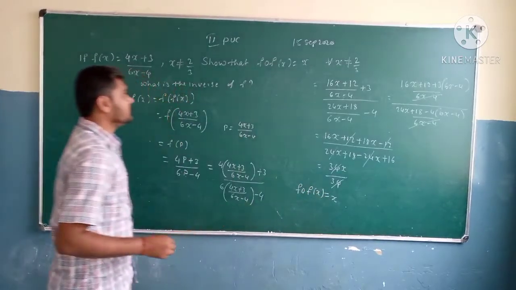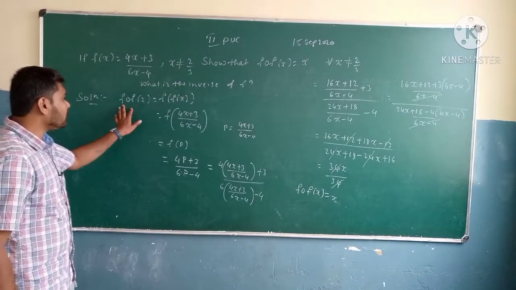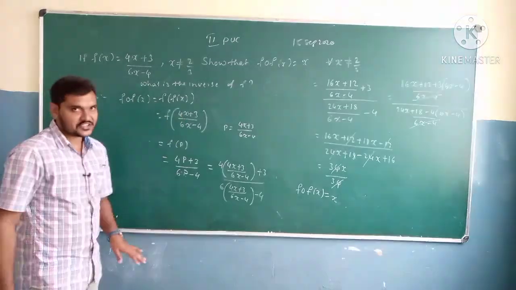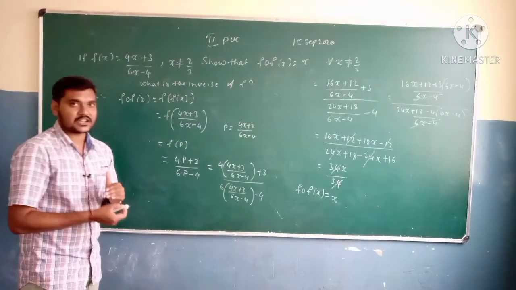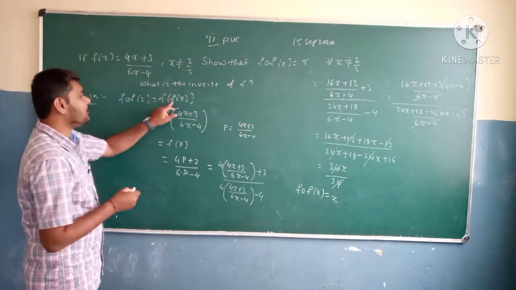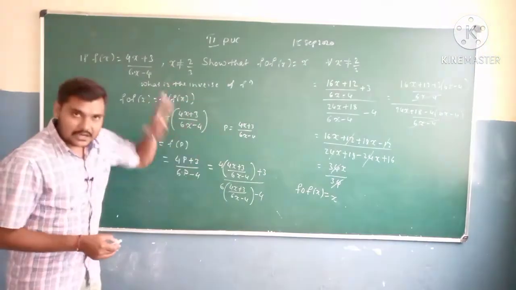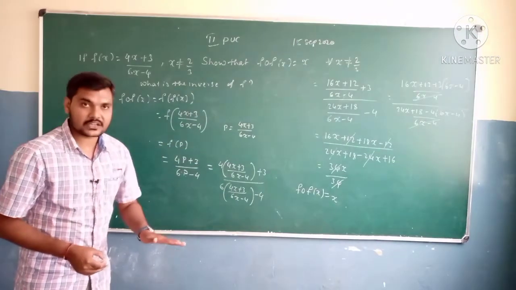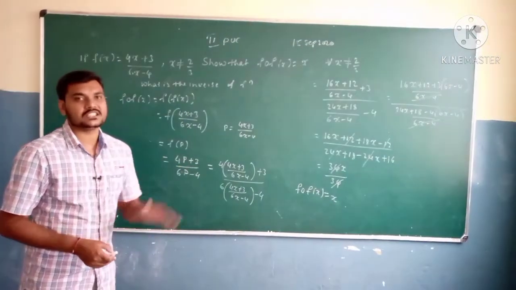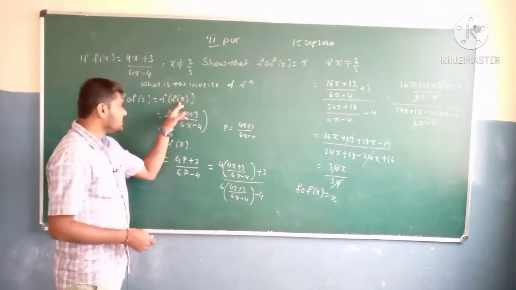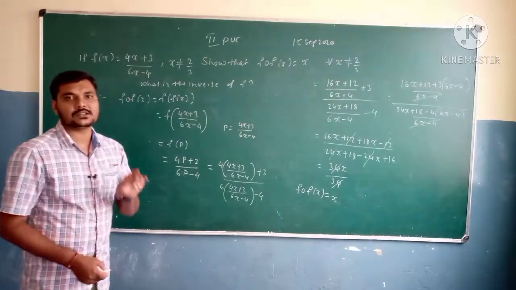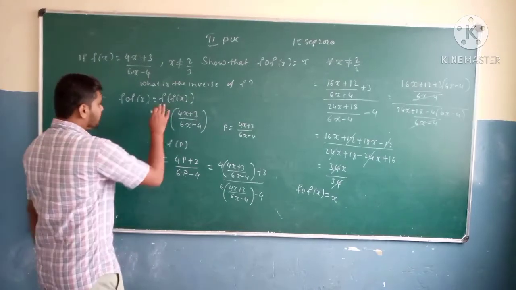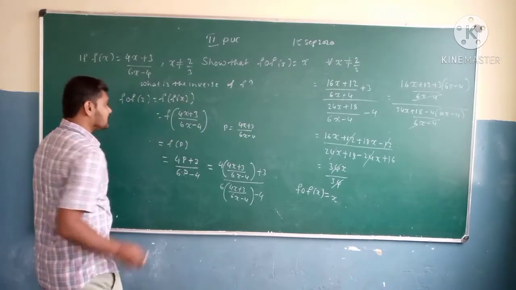So observe here, I am explaining again. f of f of x means f of x is a function which is going to be present inside the function f. Here f of x is a function, and the same function again becomes a function inside it, a composition of functions. So f of f of x.